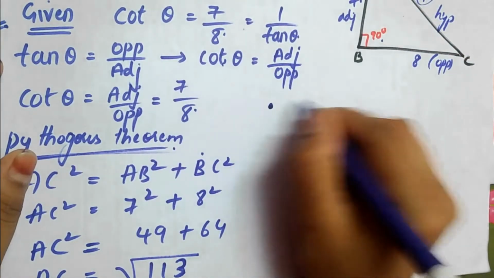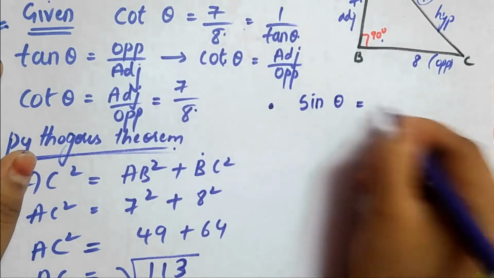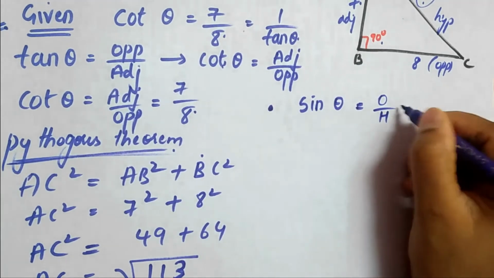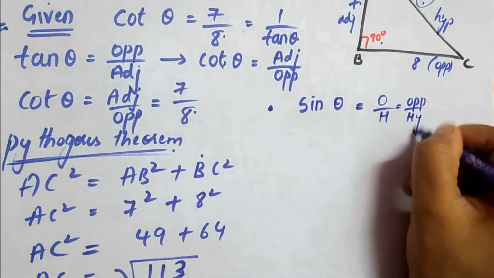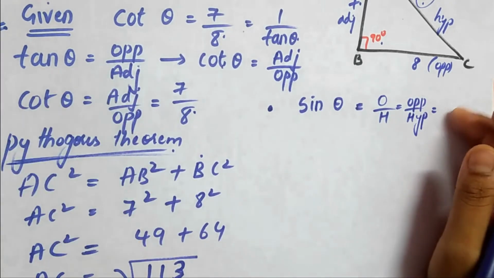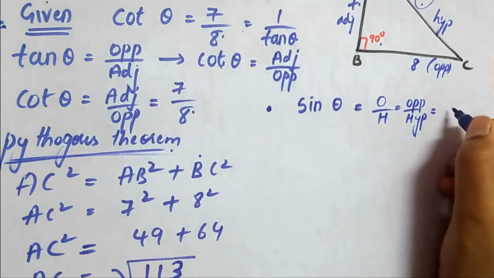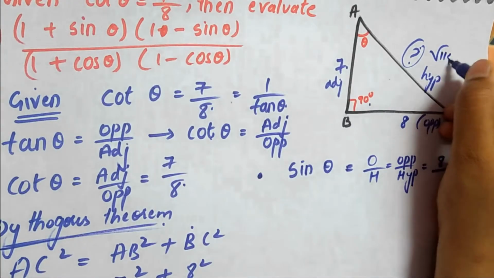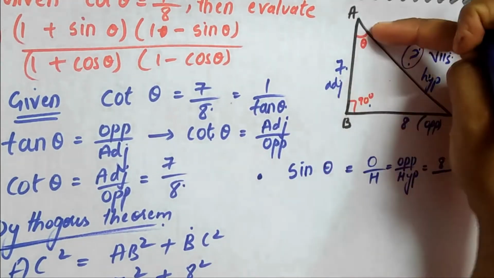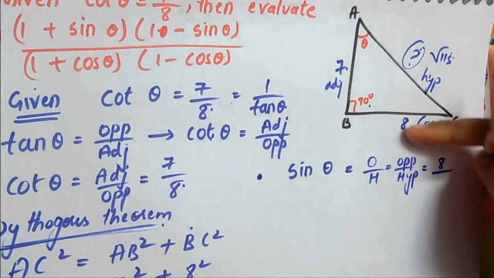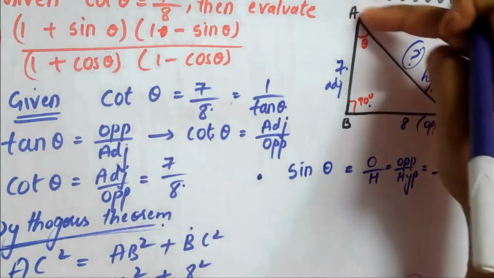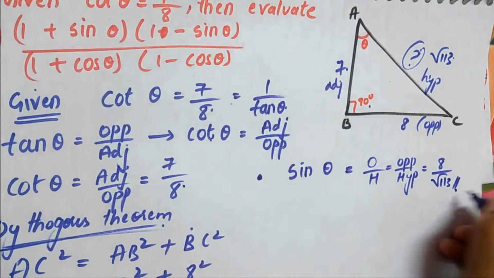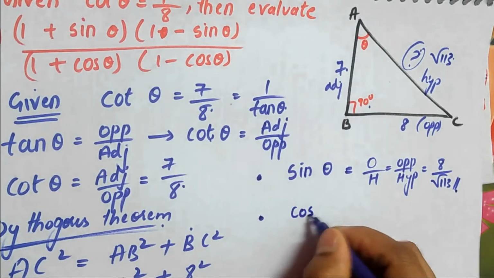So let's find out sine. What is sine theta? What's the formula of sine theta? It is nothing but opposite by hypotenuse. What is the opposite of angle theta? It is 8. This line is 8. What is the hypotenuse that we have just calculated? Root of 113. We'll leave it as it is, we can't simplify.